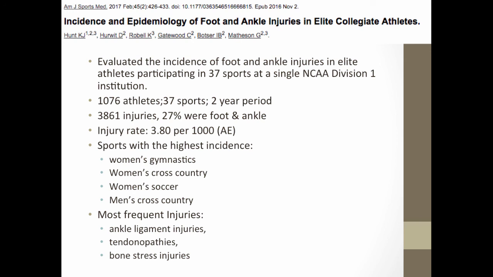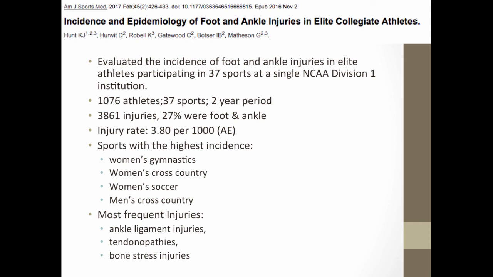So just to give you an idea of the incidence and epidemiology of foot and ankle injuries, this particular study evaluated the injury records of all varsity sports at a single NCAA Division I athletics program, and they included over 1,000 athletes participating in 37 sports. So they took detailed injury data in a secure web-based system, and they followed these individuals over a 2-year period. They looked at the injury exposure or athletic exposure and any injuries that occurred, any missed days. Did the subject have to go see a physician? Did they have any imaging? And whether that injury required surgery.